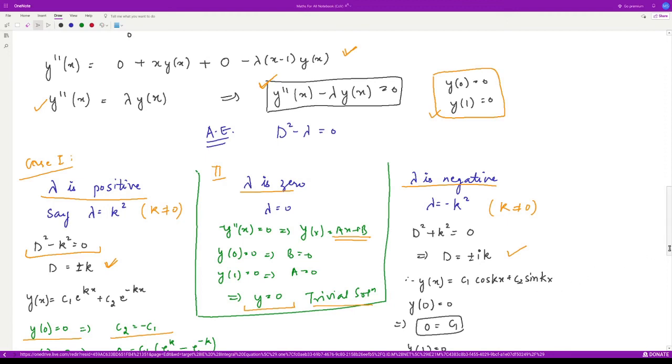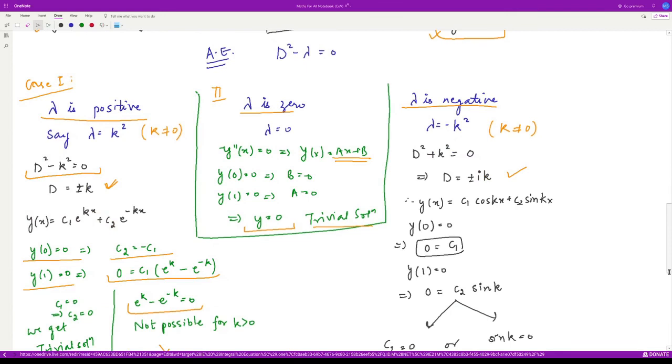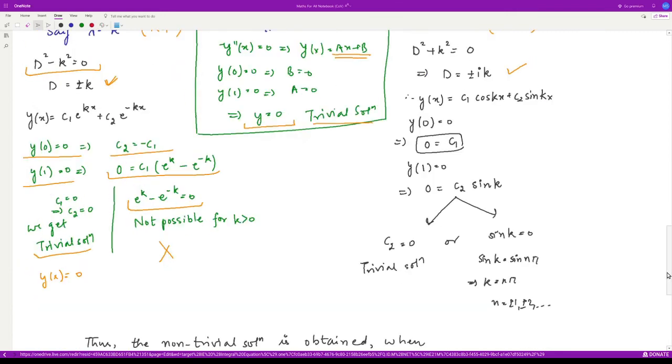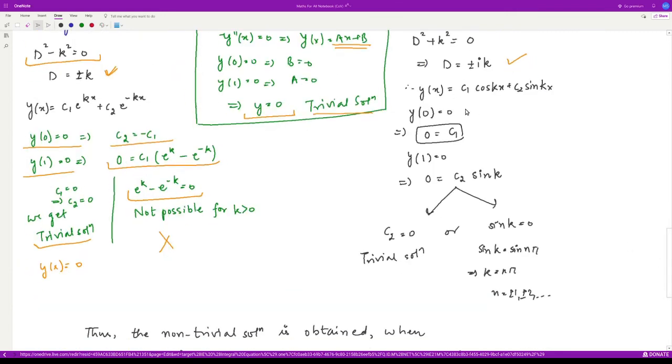So let us calculate the constants c1 and c2 using the boundary conditions. Let us substitute y of 0 is equal to 0. In this case we get c1 is equal to 0, because cos of 0 is 1 and sine of 0 is 0, so c1 becomes 0. Now let us substitute y of 1 is equal to 0. So we obtain this expression.